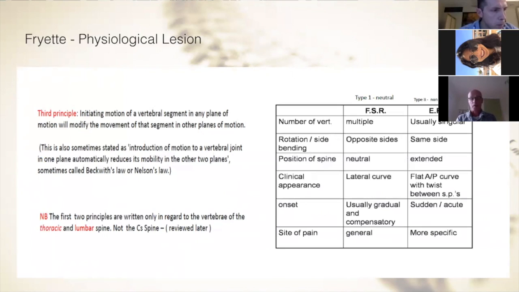Okay, so looking at the right-hand side, this is the classical one: type 1 neutral, type 2 non-neutral. The typical presentations we have are a lateral curve, a flat AP curve in type 2, FSR presentation, ESR presentation. So we're looking at that AP profile and lateral profile of the curves within the regional dynamics of the spine to give an indication of what's going on.